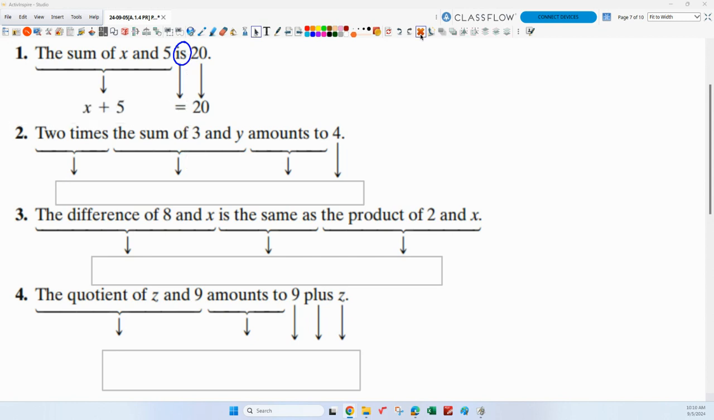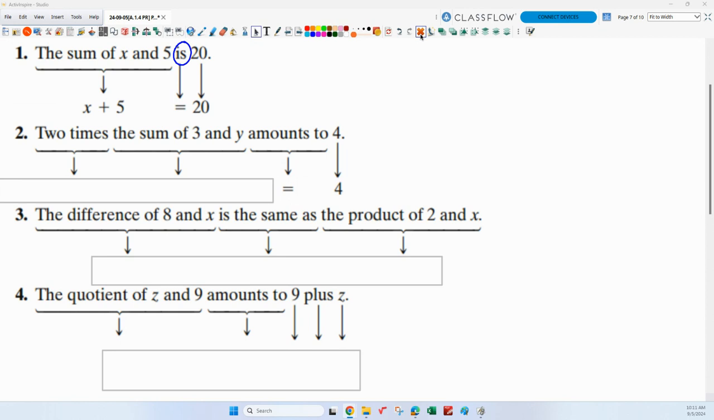Okay. Number 2. 2 times the sum of 3 and y amounts to 4. What does amounts to correspond to? Again, there's your equal sign, right? It's kind of nice to look for that equal sign first, and then you can organize what's on the two sides of the equation after that. So we're going to get an equals 4. How do I say 2 times the sum of 3 and y?